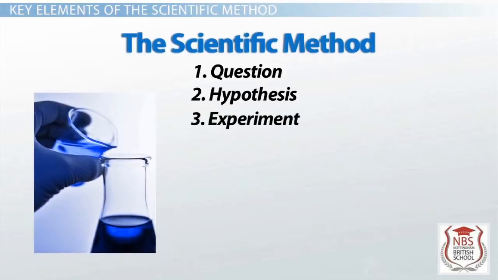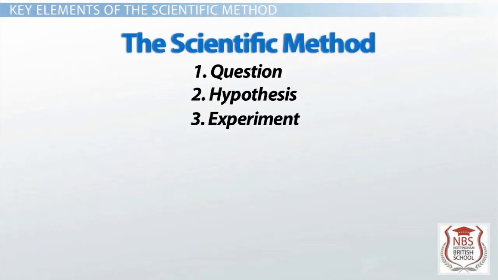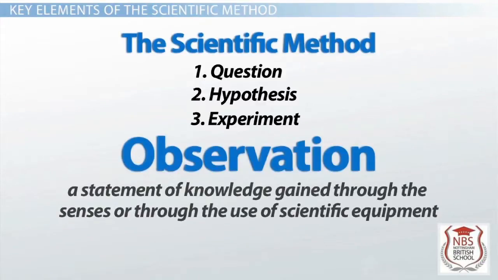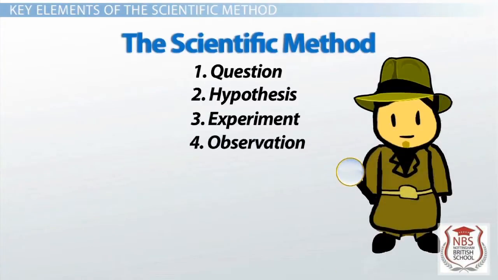Important data comes from performing an experiment. The scientist has to make observations of the results that he or she gets from an experiment. An observation is a statement of knowledge gained through the senses or through the use of scientific equipment. Observations are crucial for collecting the data.